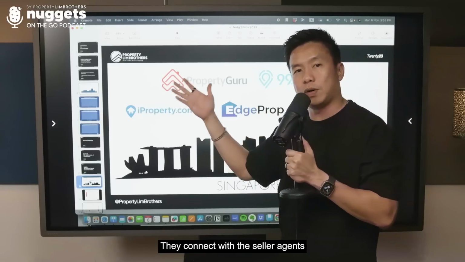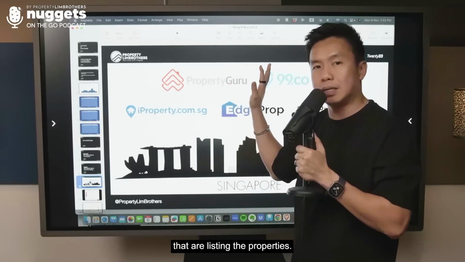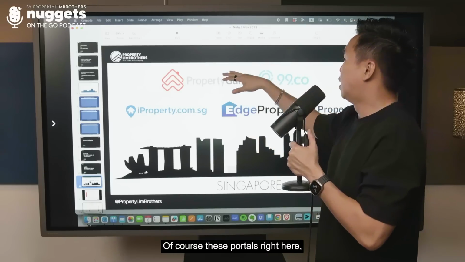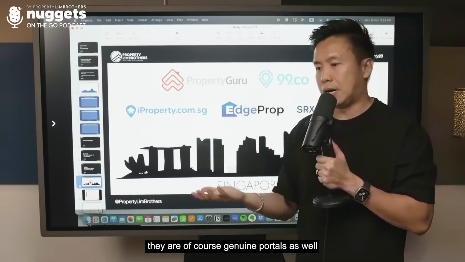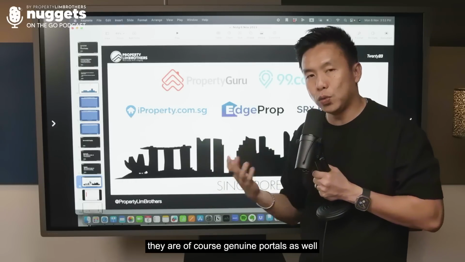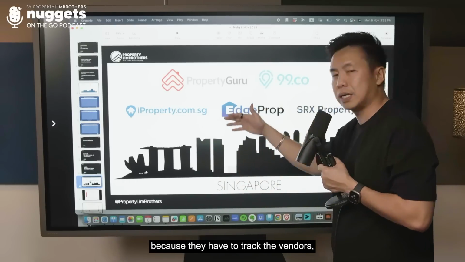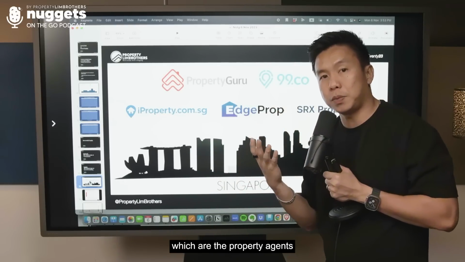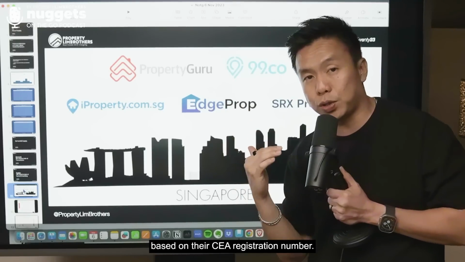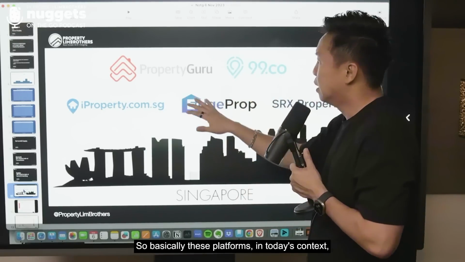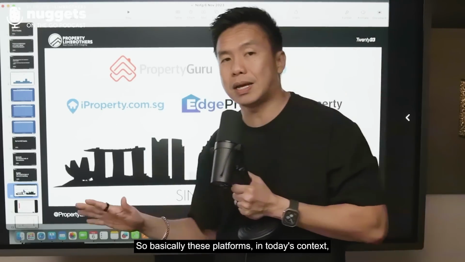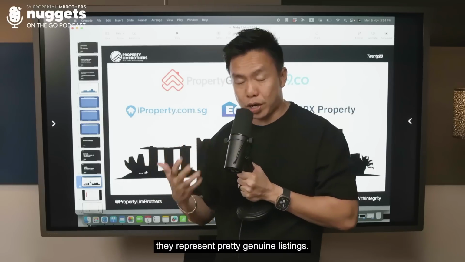Consumers actually access these platforms for free. They connect with the seller agents that are listing the properties. And of course, these portals are genuine portals as well, because they have to track the vendors, which are the property agents, based on their CEA registration number. So basically, these platforms, in today's context, represent pretty genuine listings.